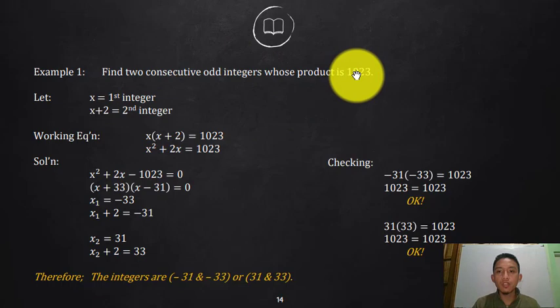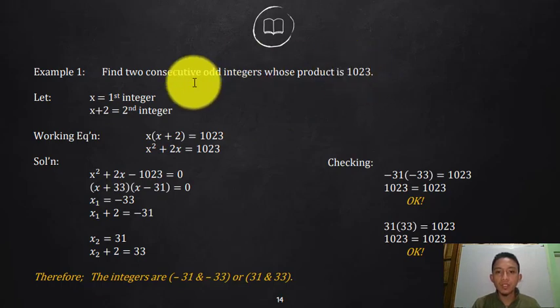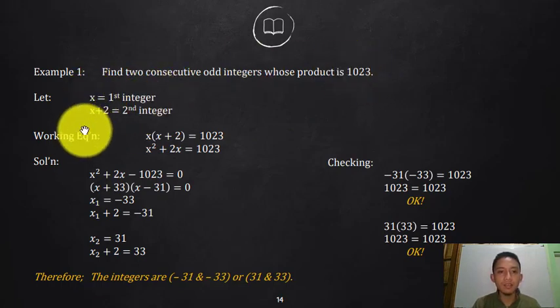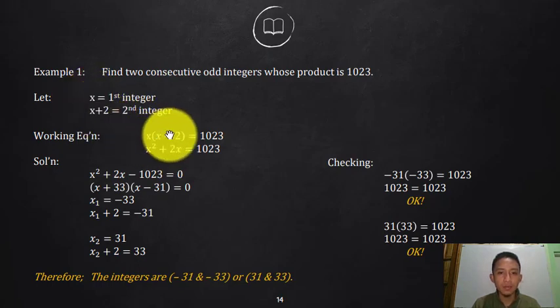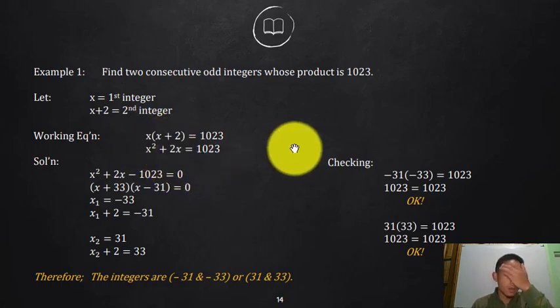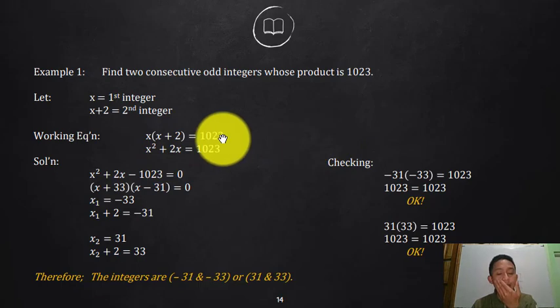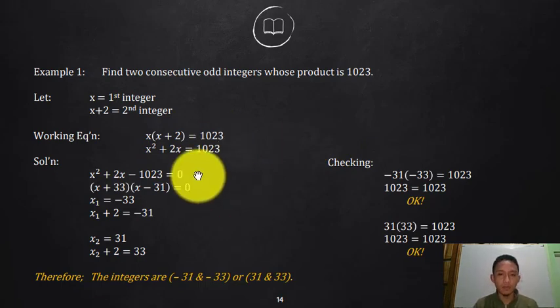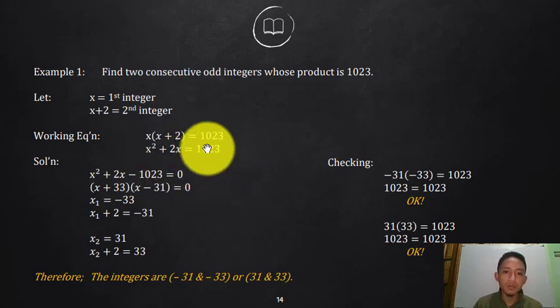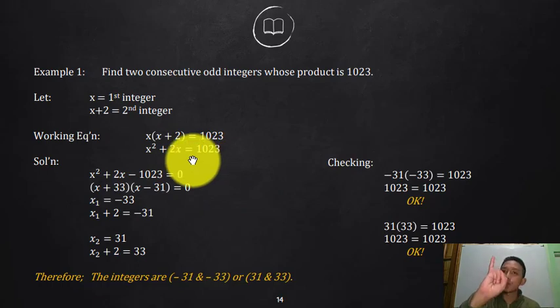If we multiply them, they will end up as 1023. So all I need to do is multiply these for us to have our working equation: x times x plus 2. If I do that, x squared plus 2x. That's why you have x squared there. You are now dealing with a quadratic equation. So, how do we solve a quadratic equation? There are three ways. By factoring. You cannot just do that one by factoring.